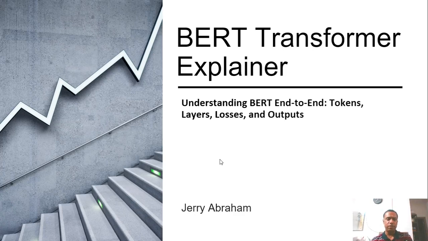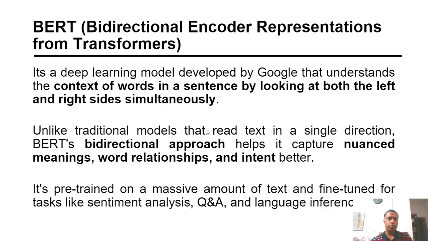Today we will take a deep dive into BERT transformers. Hopefully, over the next few minutes, we will uncover what really happens under the hood. BERT stands for Bidirectional Encoder Representations from Transformers. This was developed by Google primarily for deep learning. BERT understands the context of words in a sentence as it looks at it bidirectionally, simultaneously.